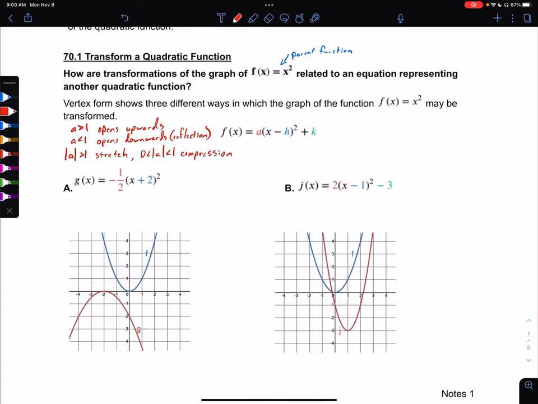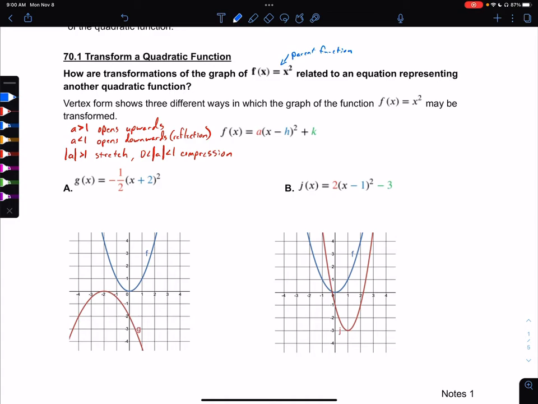We've gone through this before. So we have graphs that either open upwards or downwards. We're talking parabolas here. And then depending on the a value, if its absolute value is greater than 1, then it's a vertical stretch. And if the absolute value of a is between 0 and 1, then it is going to be a vertical compression.